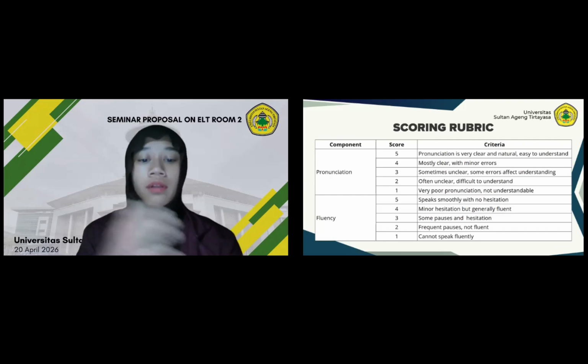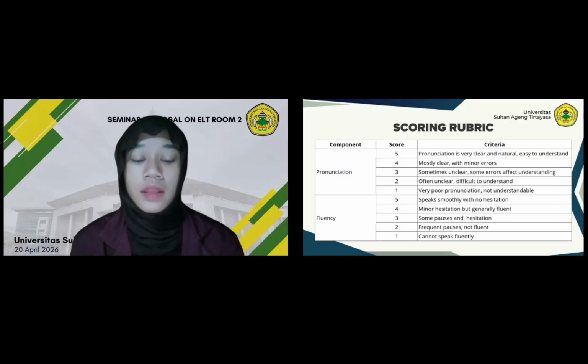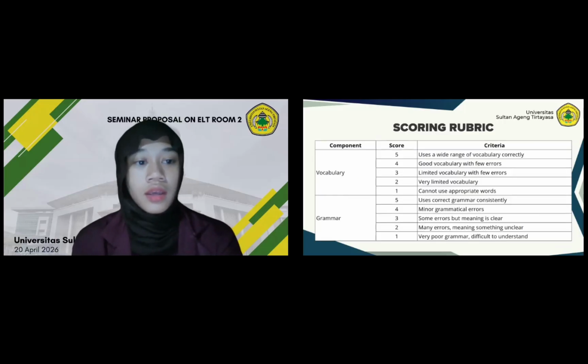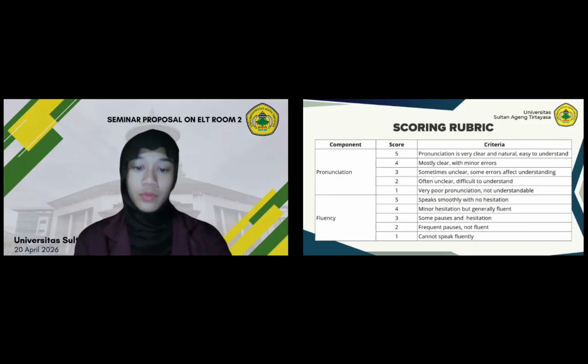Okay, in this table, I show the scoring rubric used to assess student speaking ability. There are three parts in the table, which are component, score, and criteria. The components include pronunciation, fluency, and then vocabulary and grammar. These components are used to evaluate different aspects of speaking.